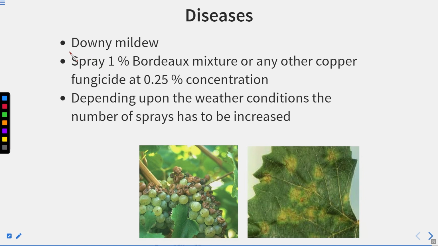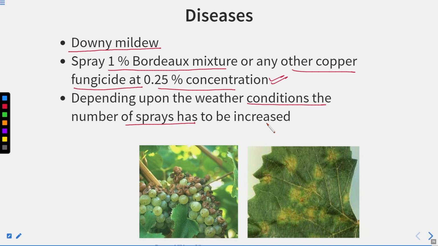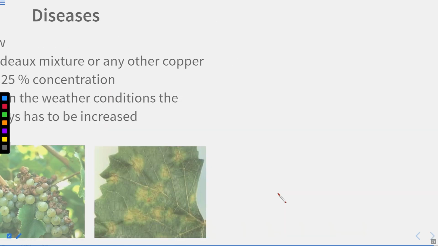Next disease is downy mildew. So here we can see the downy mildew. Spray of 1% Bordeaux mixture or any other copper fungicide at 0.25% concentration is very effective to get rid of this downy mildew, right? And depending upon the weather condition, the number of sprays has to be increased. So here you can see what happened with the downy mildew. We can see the grapes are drying because of this fungus, and this can be seen on the leaves also, right?